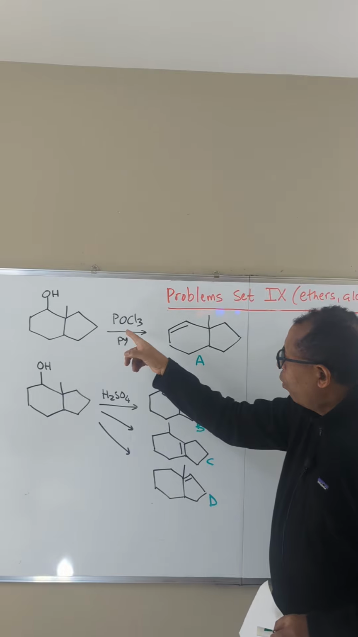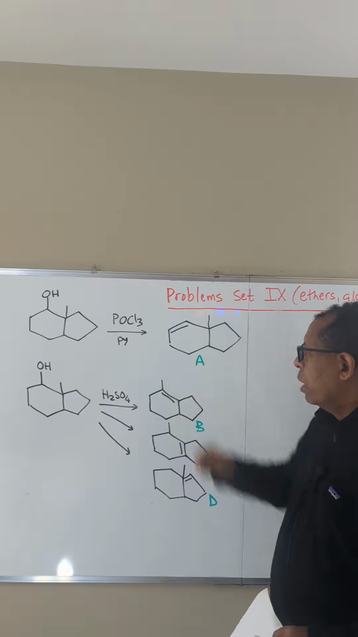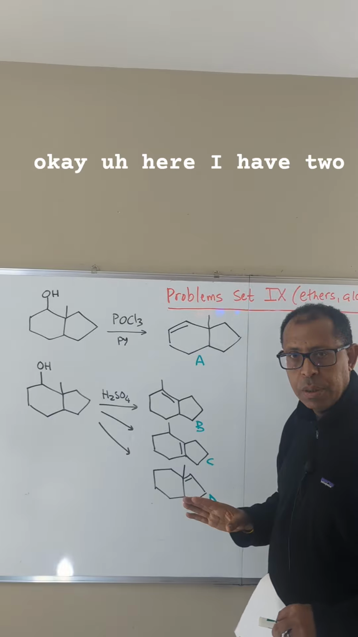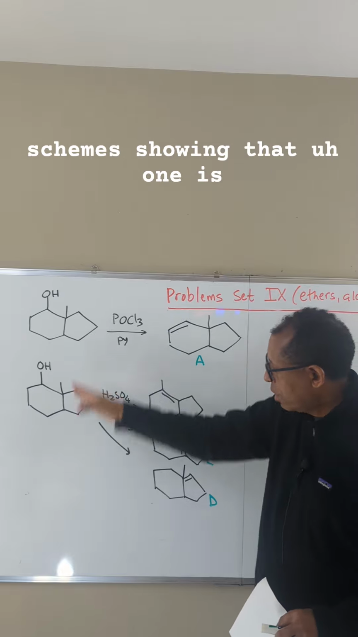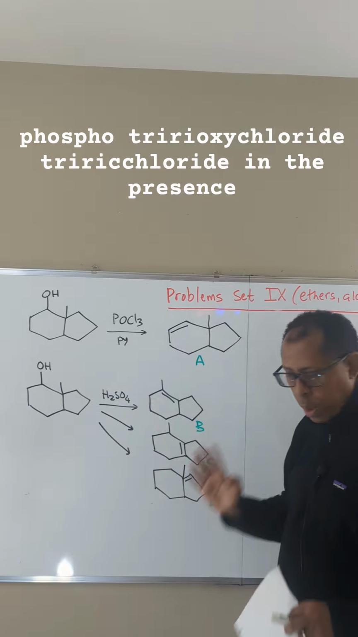Showing that one is phosphorus oxychloride, POCl3, in the presence of pyridine. It's a dehydration reaction. And I have sulfuric acid on the same compound, also a dehydration reaction. Both are dehydration reactions, as you see, because they form an alkene after loss of water.